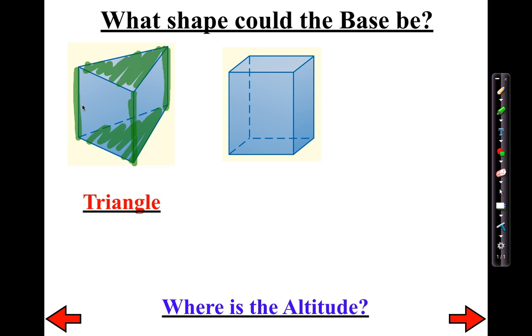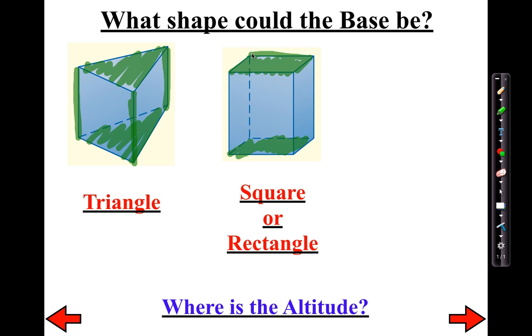Now, what about this one? Well, again, they have to be parallel to one another, but they also have to be congruent. So here I would say that the base is a square or a rectangle, because this one could be thought of both ways. You can push this on the side. And what would the altitude be?